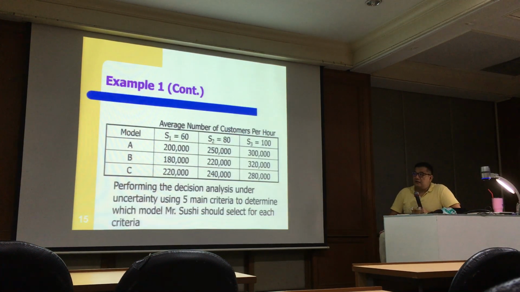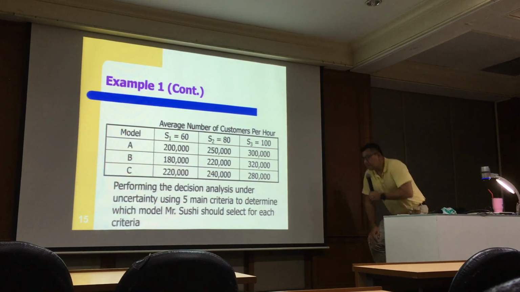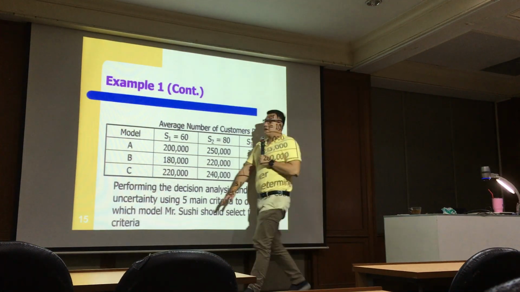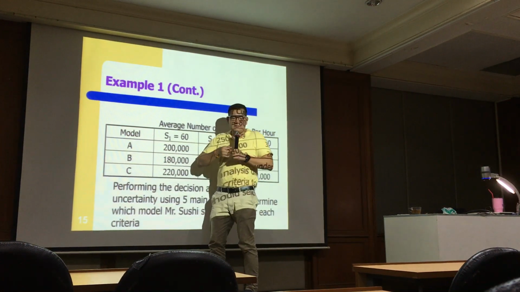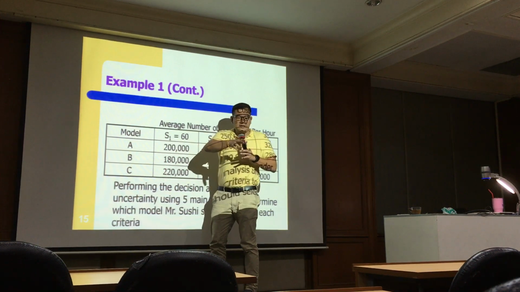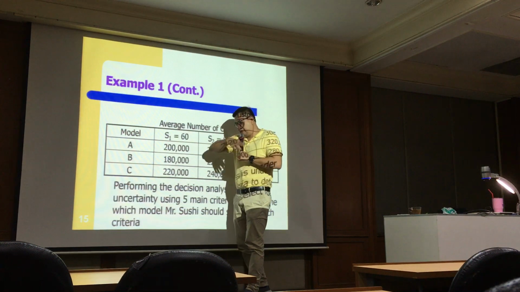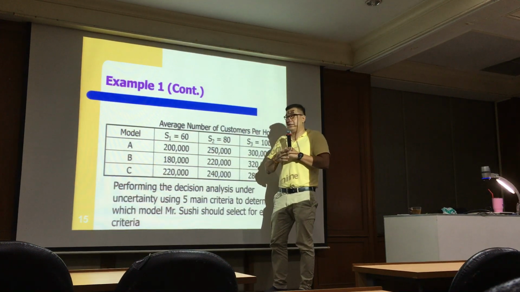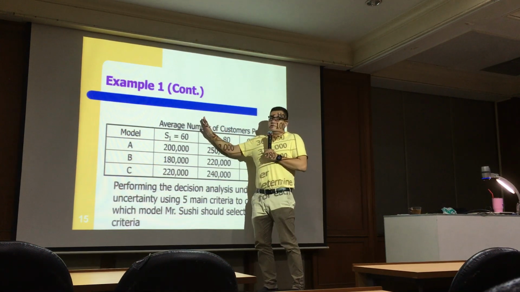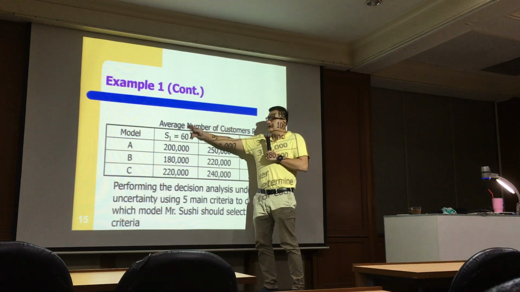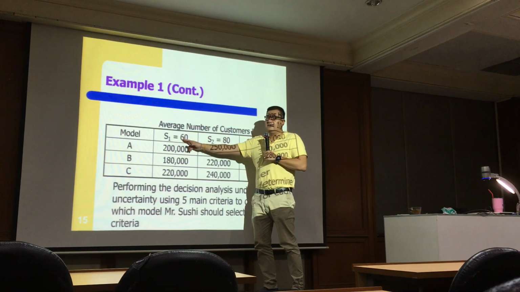So in this case, for the seating capacity, they have three different models: Model A, B, and C. Each model has a different type of layout for arranging the seating in the restaurant, and they have different capacities. If the average number of customers is 60 customers per hour, right?